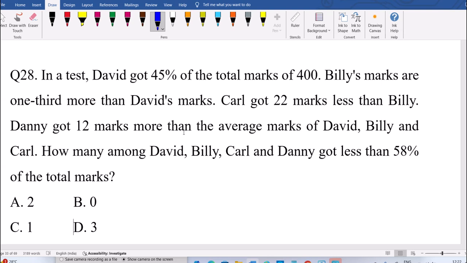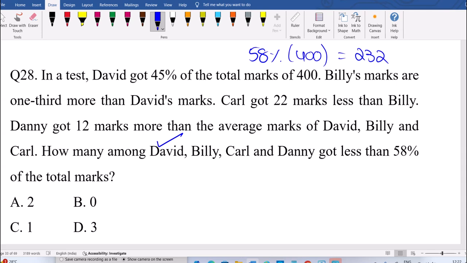The total marks are 400. 58% of 400 is nothing but 58 into 4, which is 232. Among these people, how many got less than 232? Percentages concept. David already got less than that, no? David got only 45%. They said 58% of total. David got 45% of total. He got less than that. He is already there. Okay, next.